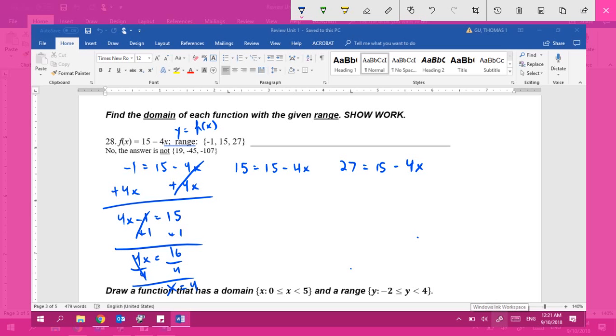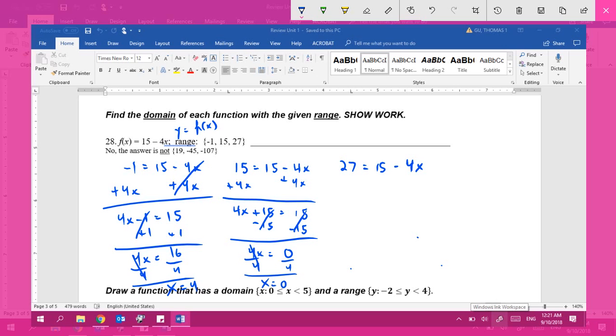Now let's do the next one. Add 4x to both sides. 4x plus 15 equals 15. Subtract 15 from both sides. 4x equals 0. Divide by 4 on both sides to get x by itself. And x equals 0. So that's another one of my domains.